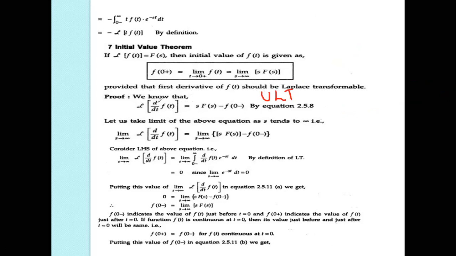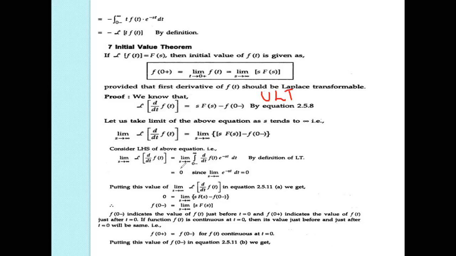Now on both sides, I am taking the limit as s tends to infinity. The limit as s tends to infinity of the Laplace transformation of d by dt of f of t is equal to the limit as s tends to infinity of s into F of s minus f of 0 minus. Consider the LHS of the above equation. LHS is the limit as s tends to infinity. What is the Laplace transformation of d by dt of f of t?